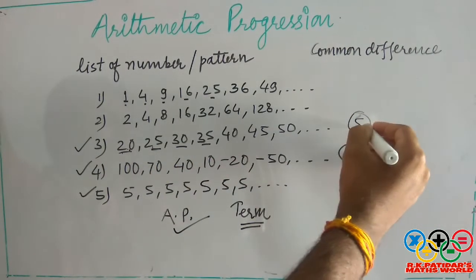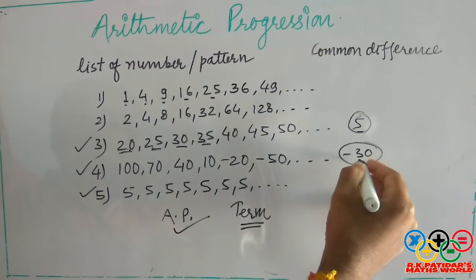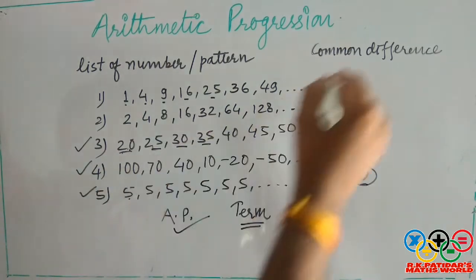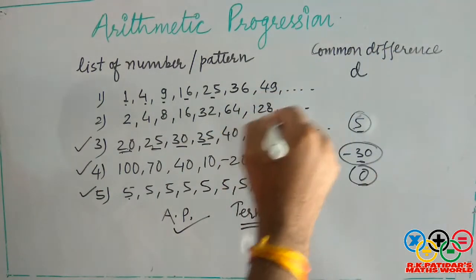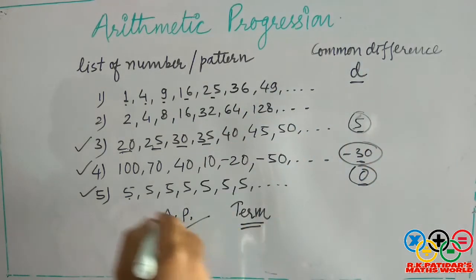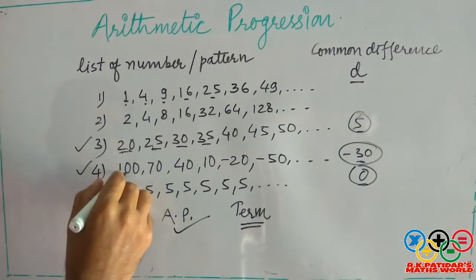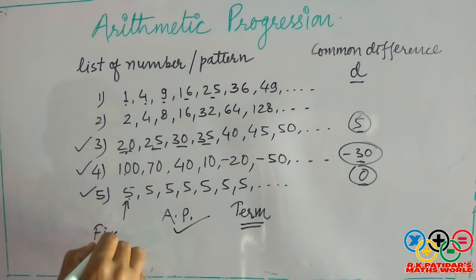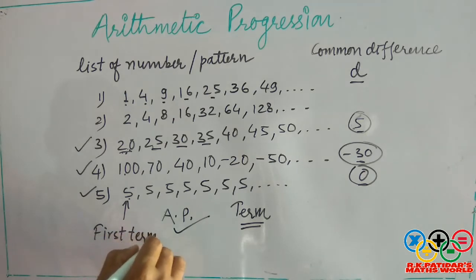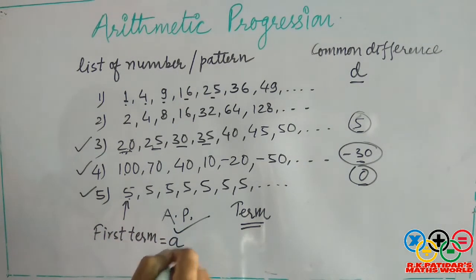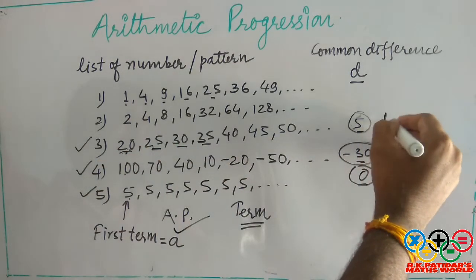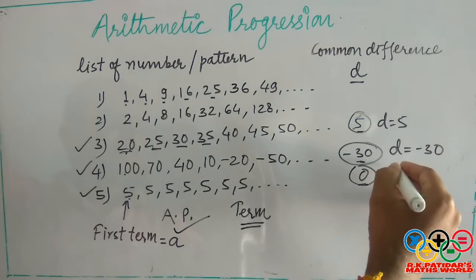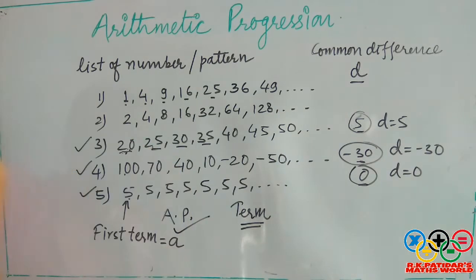So here the common difference is 5. Here the common difference is minus 30. Here the common difference is 0. The common difference is denoted by small d, and this is the first term of this AP. So the first term of an AP is denoted by small a. In this series the common difference is 5, in this series the common difference is minus 30, and in this one the common difference is 0.